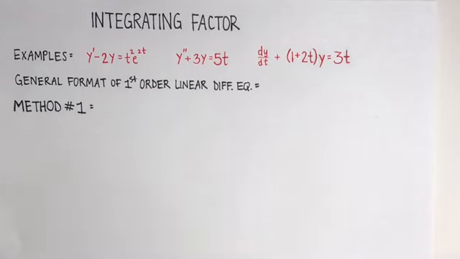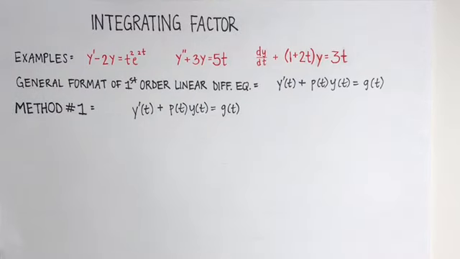Another clue to know if this method is the right one to use is to see if your problem matches the general format of a first-order linear differential equation. The general format is y prime of t plus p of t times y of t equals g of t. The goal of a problem with this format, like any other differential equation, is to find y of t, the solution. There's two ways to find y of t. Method 1 is to go through all of these steps and derive a formula, and method 2 is to memorize the formula and just plug and chug into the equation.